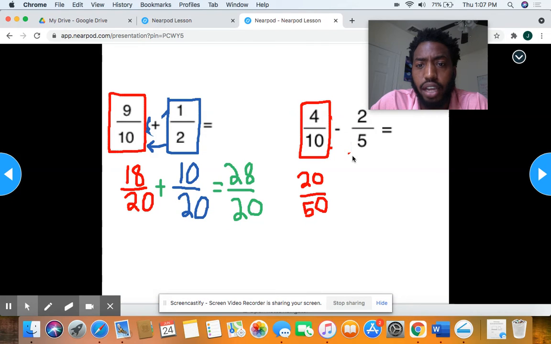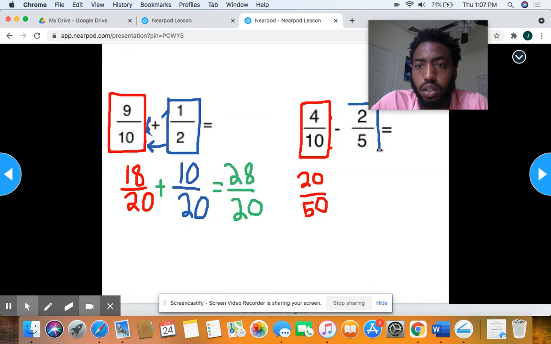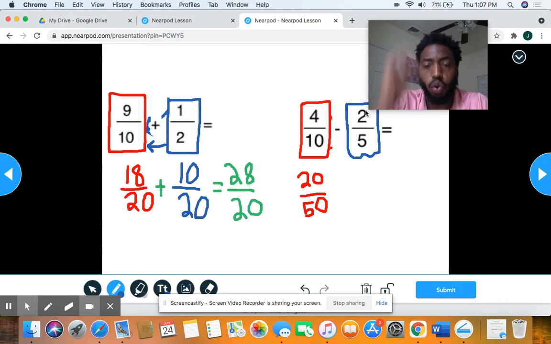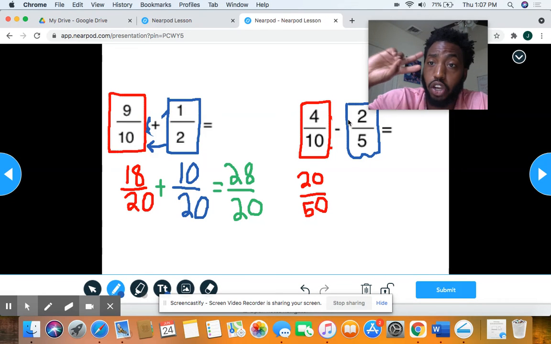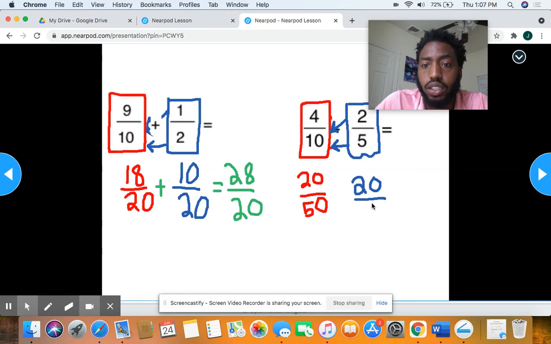Now moving to my second fraction, go ahead and draw a rectangle. We're going to go ahead and do 2 times 10. Remember that numerator and denominator, both of them, multiply both of them by the opposite denominator. So I do 2 times 10, and I'm going to show that by drawing an arrow, and 5 times 10, showing that by drawing an arrow. 2 times 10 is 20. 5 times 10 is 50.